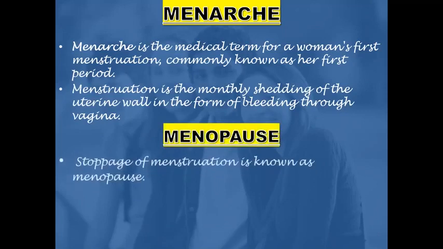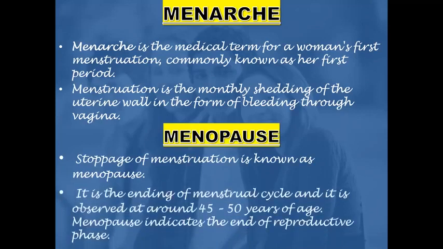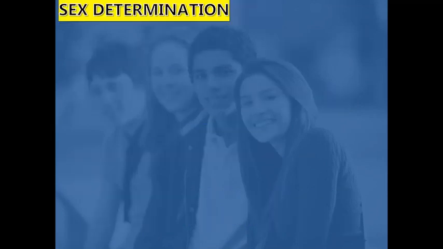Menopause. Stoppage of menstruation is known as menopause. Actually, it is the ending of the menstrual cycle, and it is observed at around the age of 45 to 50. In case of women, menopause indicates the end of the reproductive phase.